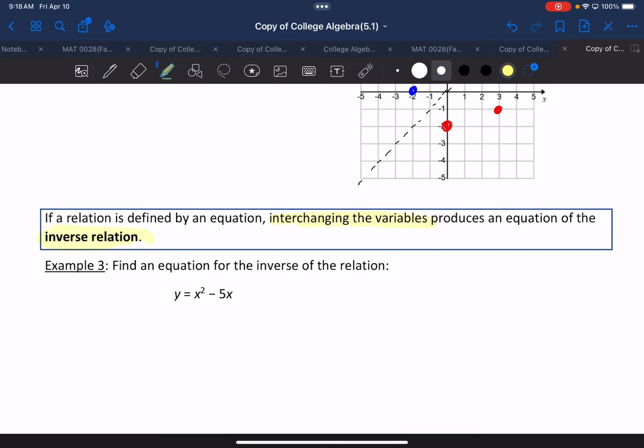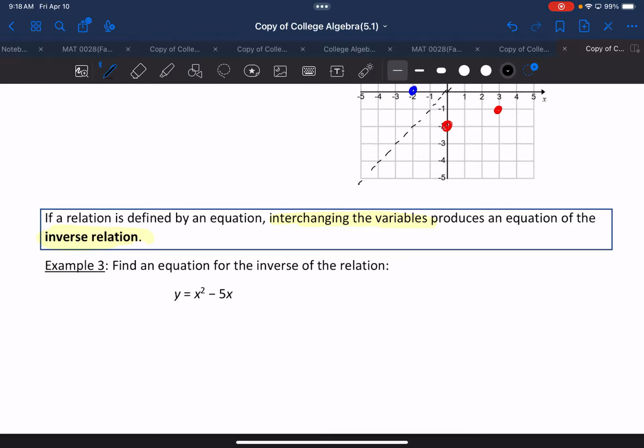Also, I can find ordered pairs with this equation here, right? I can plug in values for x, get values of y, and those will give me ordered pairs. Well, in the inverse relation, all the ordered pairs will be switched. All the x's and y's will be switched from the original, which we're going to see after we do this example.